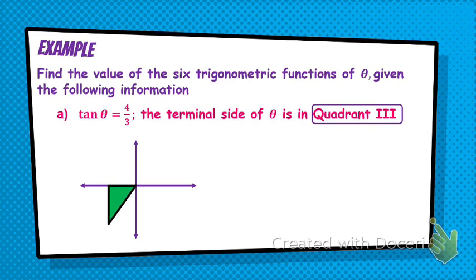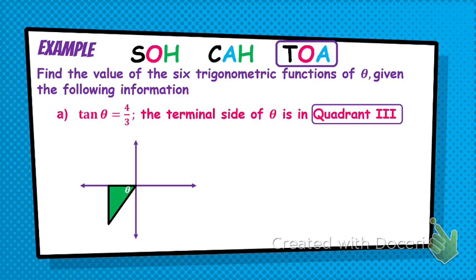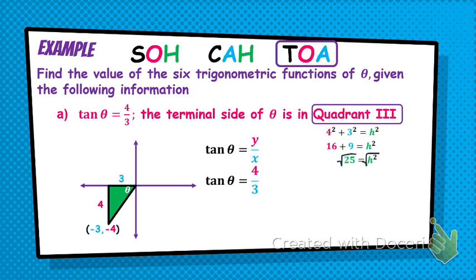And when we think about SOHCAHTOA, tangent is opposite over adjacent. So with respect to this angle theta, I'm going to label my opposite side and adjacent side based off of my ratio that I'm given, 4 over 3, opposite over adjacent. And now I want to find all other trig functions. So to do that, I need to find the hypotenuse as well. Using Pythagorean theorem, I see that my hypotenuse is equal to 5. Now that I know that, I can write the remaining 5 trig functions.